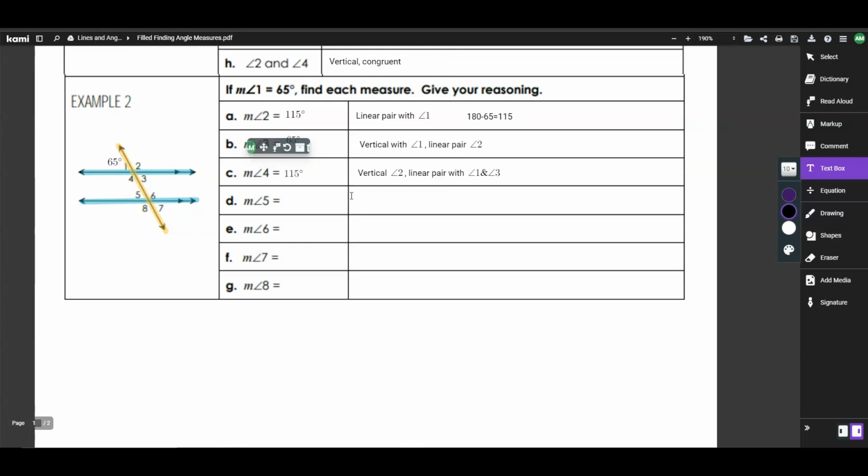Angle 4 is 115 degrees. It is vertical to angle 2 and a linear pair with both angle 3 and angle 1. So any of these 3 reasons: vertical to angle 2, linear pair with angle 1, or linear pair with angle 3. All of those are acceptable reasons. You will notice that as we continue down the line, there will be more reasons for each of them. We're basing it on what we currently know at this stage in the list.